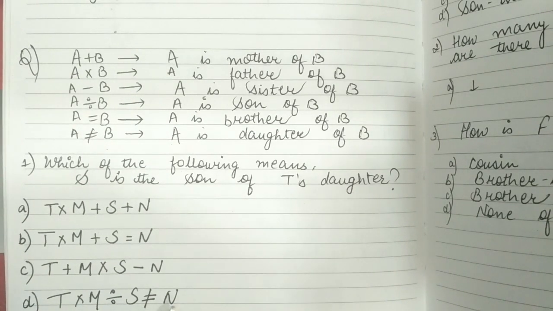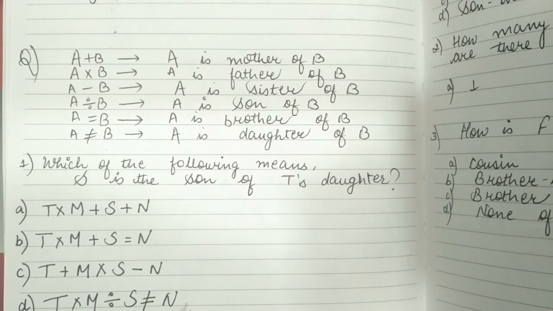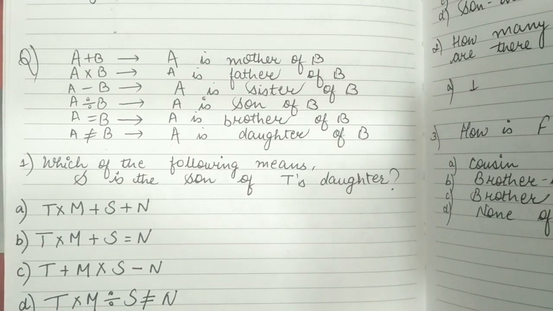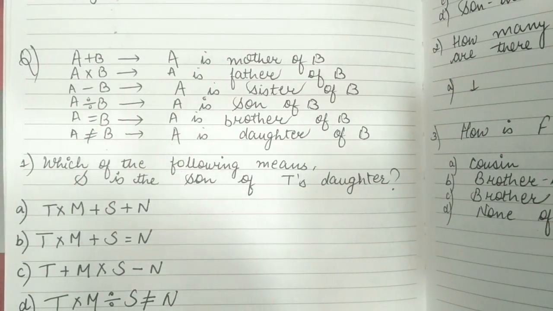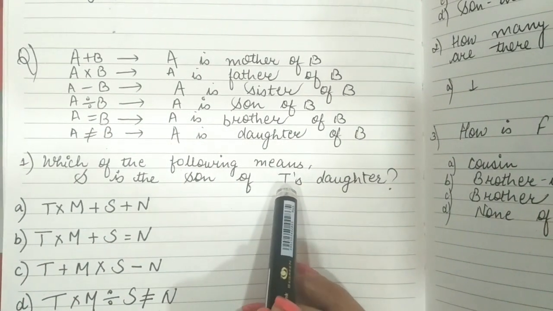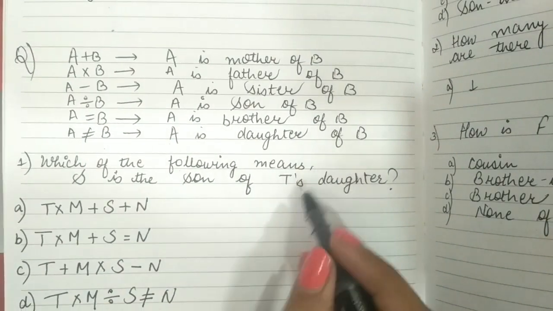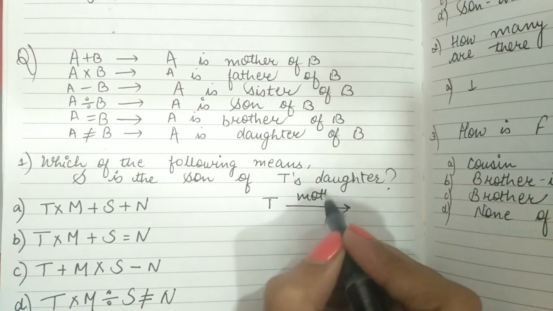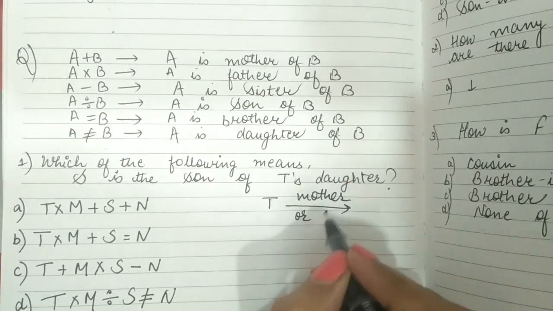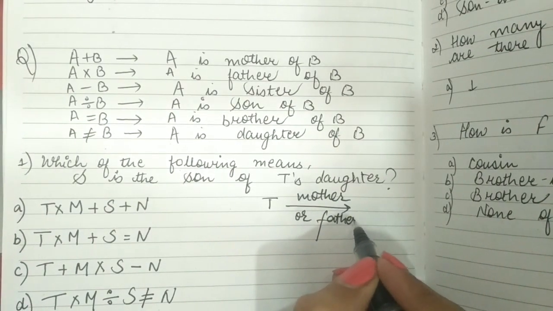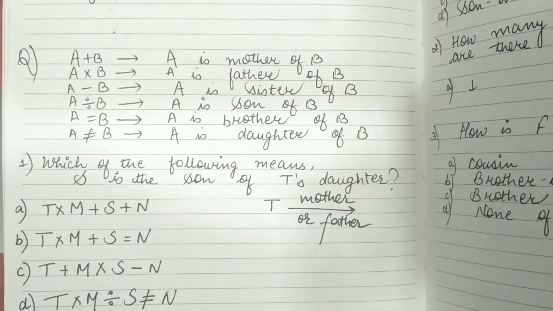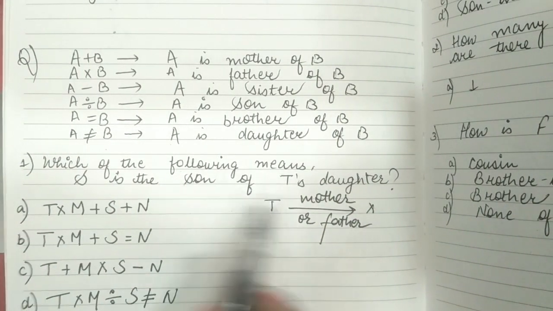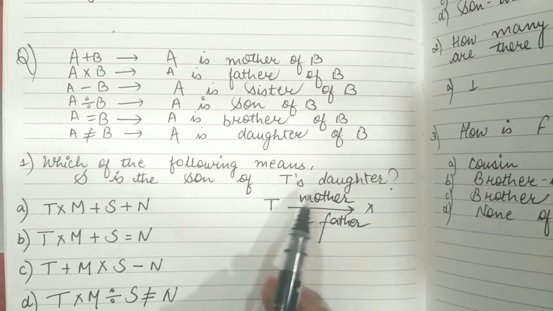This shows S is the daughter of N. Okay, and we want T's daughter. Not satisfying our case. Next, it can be possible that T is mother or father of any person given in the option. It can be any option X, Y, Z. T can be mother or father because it is not mentioned the name of T.